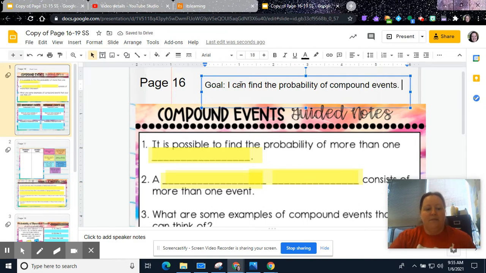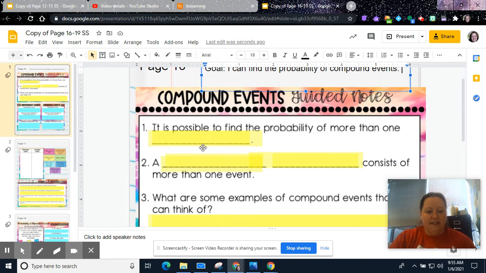There are several different types of compound events for probability. So we're going to talk through them all, and then we're going to spend the next week or so practicing the different types. But these will be all of our notes. So if it seems like I'm teaching you a lot, I am. You're going to continue to use these notes as we continue to practice throughout the next couple weeks.